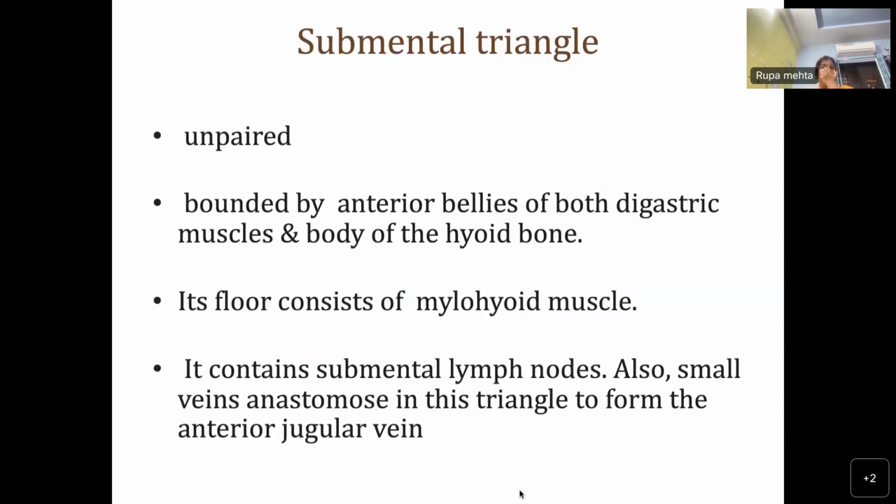So submental is the unpaired triangle bounded by the anterior bellies of both digastric muscles and the body of the hyoid bone. Its floor consists of the mylohyoid muscle. It contains submental lymph nodes and also small veins that join in this triangle to form the anterior jugular vein.